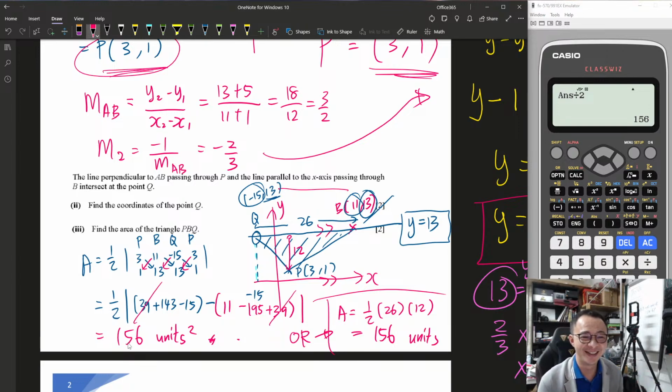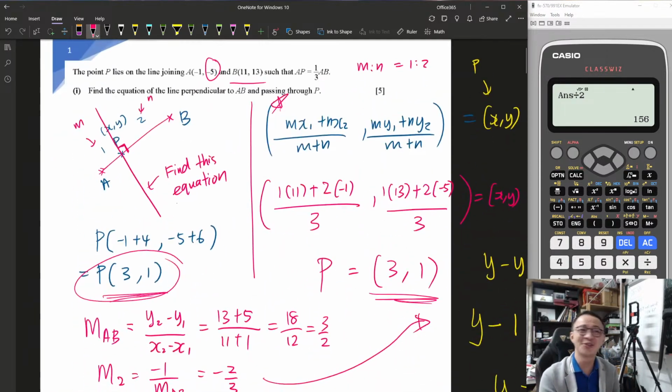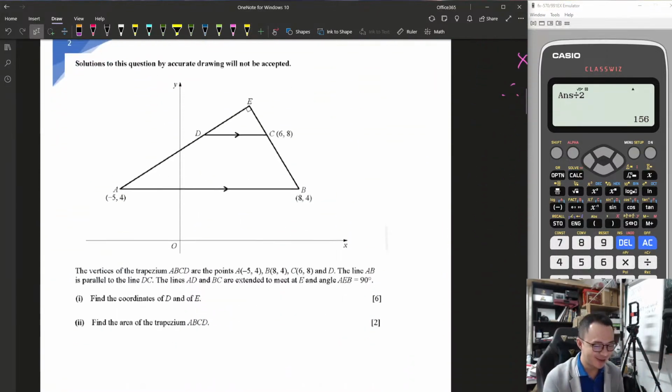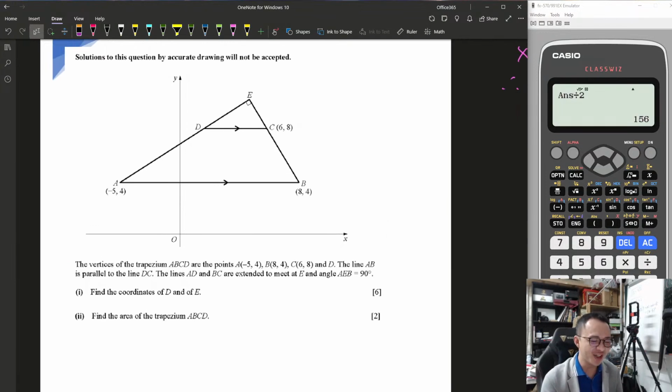I think Claire also found my mistake, isn't it? Anyway, I actually showed you so many different methods of solving the first question. Let's go to the second one. Solution to this question by accurate drawing will not be accepted. Because some students just take the graph paper and plot it and then from certain lengths get the coordinate. Don't do this in the IGCSE exam. You need to show all the necessary working.